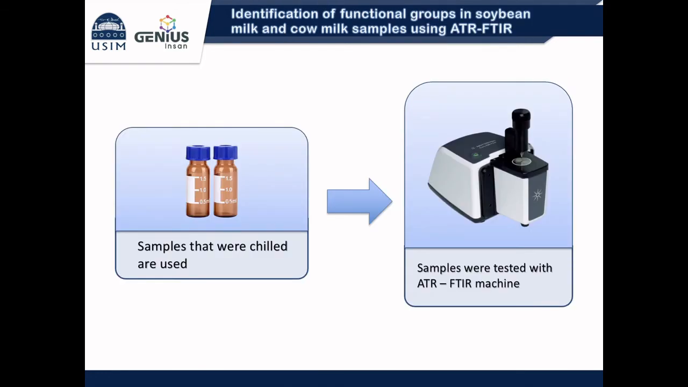The samples that were chilled are then tested with the attenuated total reflectance Fourier transform infrared machine to collect the data of its frequency and spectrum. Thus, with that, the functional groups of the milks can be identified to determine the antioxidant properties present in both milk samples.